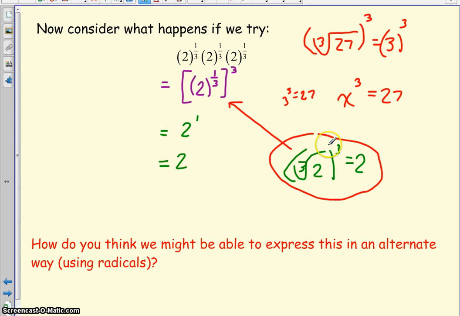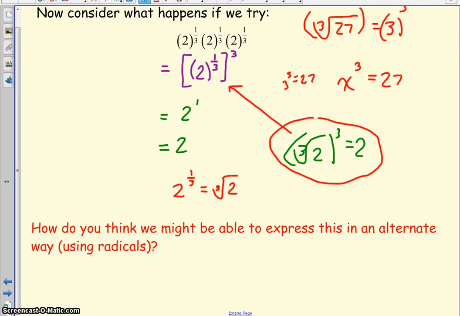And we can make another conclusion here, because this is the same thing as this. The cube root of 2 all cubed is the same thing as 2 to the 1/3 all cubed, so 2 to the exponent of 1 over 3 equals the cube root of 2. Okay, and if you're not sure how to evaluate cube roots, your calculator may have a specific cube root button that would look something like this.